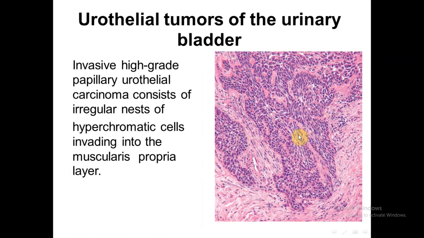This is invasive papillary urothelial carcinoma with high grade nuclear features invading the muscularis propria layer of the urinary bladder. The muscularis propria is these acidophilic spindle cells, these smooth muscle bundles of the muscularis propria layer. The muscularis propria shows these nests of malignant epithelial cells. They infiltrate from the surface downward toward the deep layer of the wall, toward the muscularis propria.